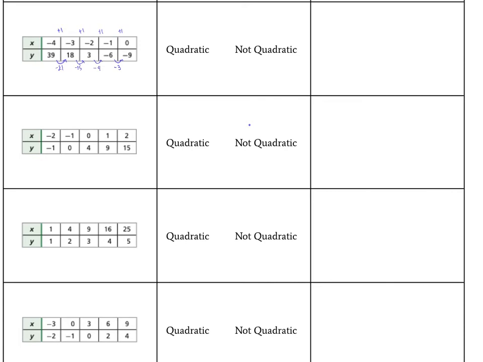So let's look at the second difference. From negative 21 to negative 15, you go up 6. From negative 15 to negative 9, we go up 6. From negative 9 to negative 3, we go up 6. So our second difference is all the same. That tells me it is a quadratic, because the second difference is the same.